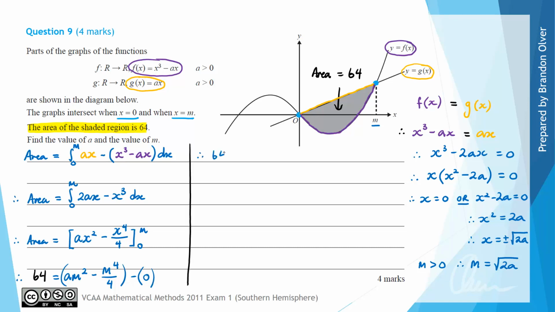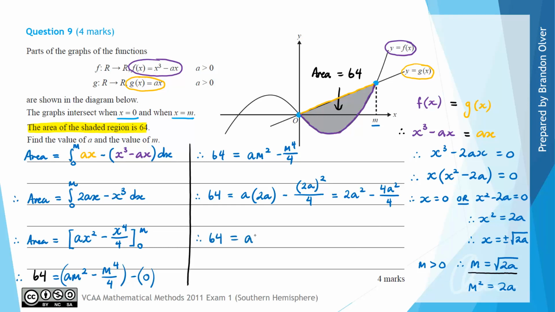So 64, the area, is going to equal am squared minus m to the power of 4 on 4. But from before we know that m is equal to the square root of 2a, or that m squared can be written as equal to 2a. So we find 64 is equal to a times 2a, replacing m squared with 2a, minus, and this can be written as 2a squared, so m squared squared is m to the power of 4, over 4. Now that can be simplified down to 2a squared minus 4a squared over 4. So 2a squared minus just a squared leaves a squared, so 64 is equal to a squared.